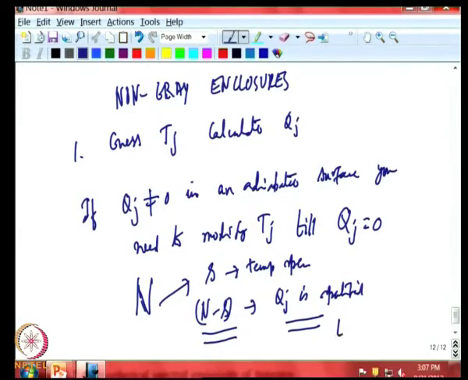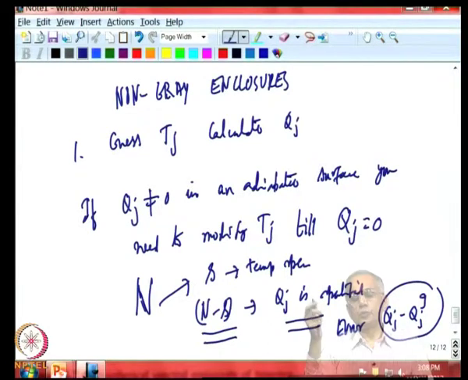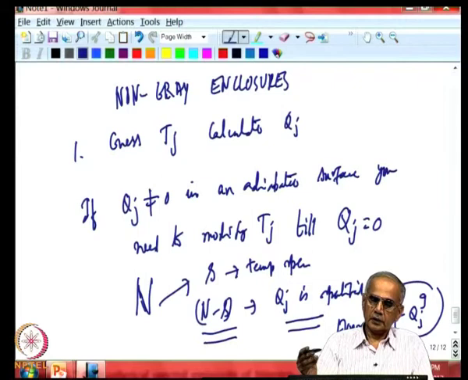For example, you can define error as the value of Qj you want minus Qj you have guessed, and if the guess value is less than the value given, then you know that the temperature of the concerned surface is too low, so increase it. Then it is possible that Q gas becomes larger than Q j, then you decrease it. It is like the root finding algorithm that you all use for solving nonlinear equations.